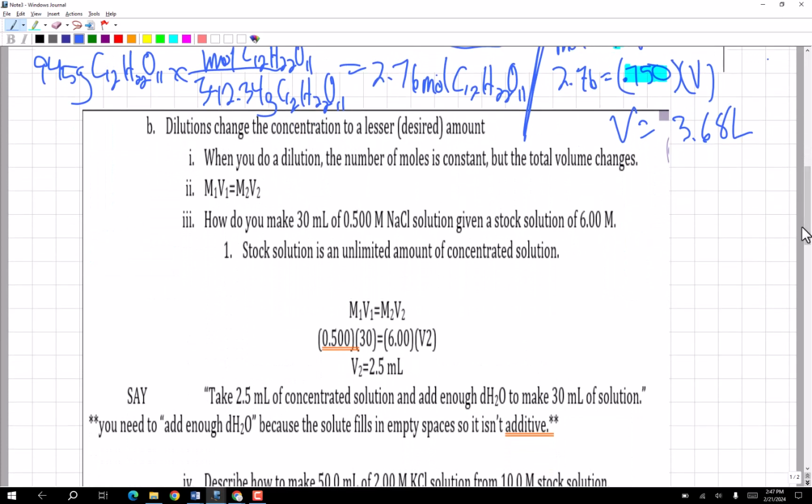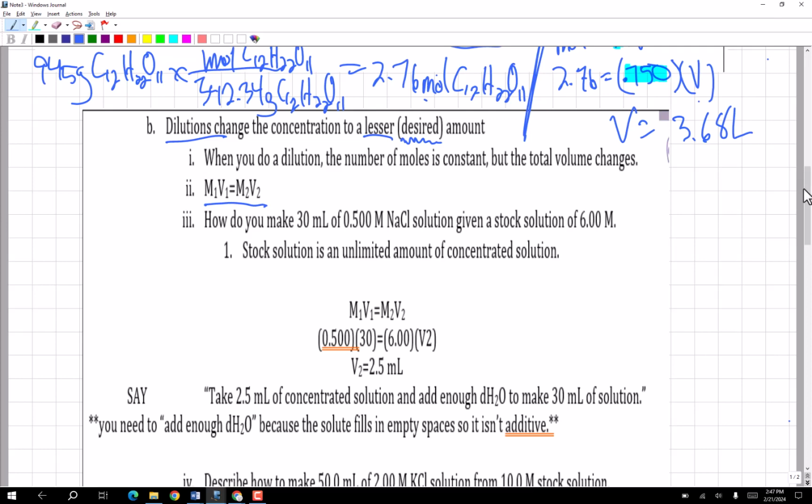Dilutions. Change the concentration. If I want to dilute something, I water it down, right? So if I said, oh, that English class is diluted, you only have 3 vocabulary words a year, right? That's not as hard as it used to be. So it changed the concentration to a lesser, we'll say desired, amount. When you do a dilution, the number of moles is constant, but the total volume changes. And what you use is M1V1 equals M2V2.